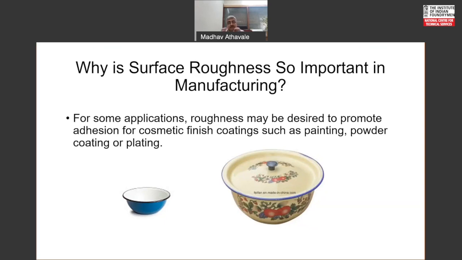And uniform roughness of the cast surface is very important to get good painting on the surface of the bowl. Long ago, when I had visited a foundry in Taiwan near Kaohsiung, I happened to see this particular example. That foundry, using a DISA line, was producing bowls of this type, the castings for this tableware.